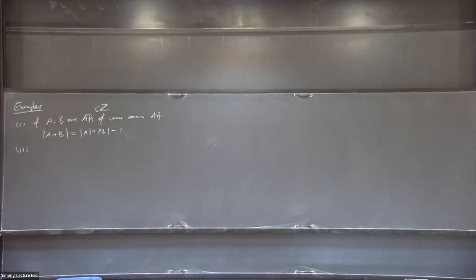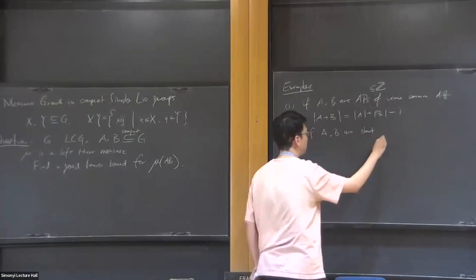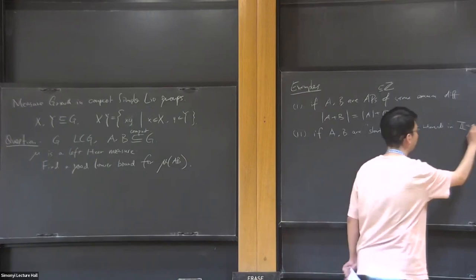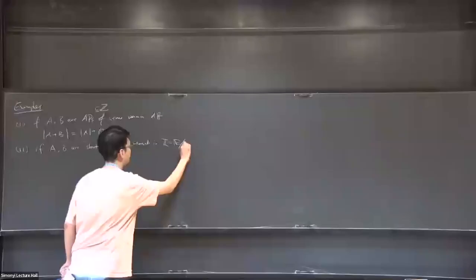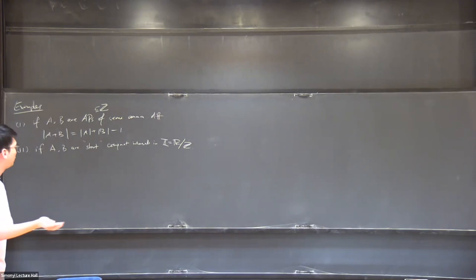The second example is less trivial. So it's in a torus. So here, if A, B are short compact arcs or compact intervals in the torus, we can naturally embed our torus in the [0, 1] interval with 0 equal to 1. By short, we mean the length of the interval is short, say 1/3 or 1/1000.